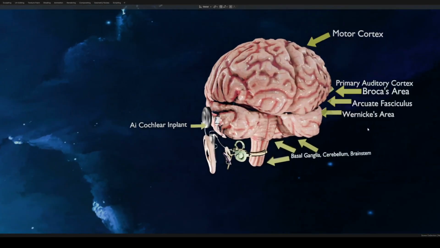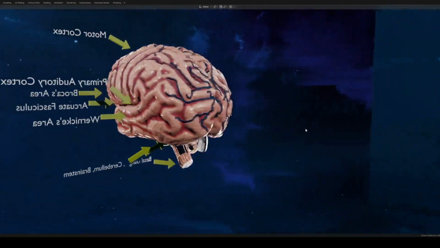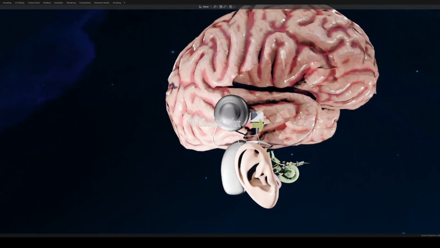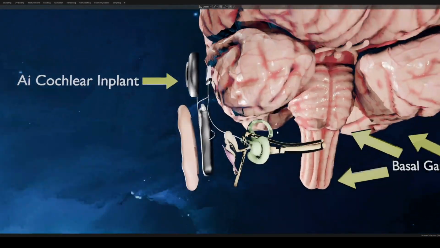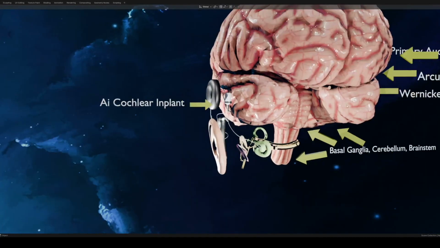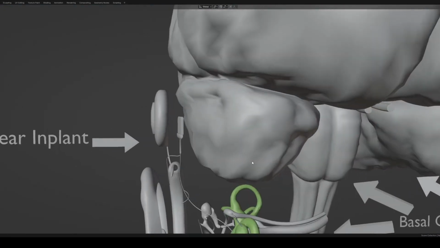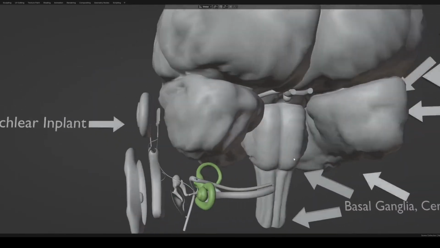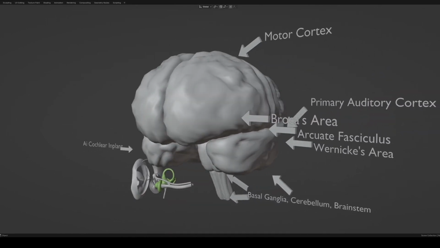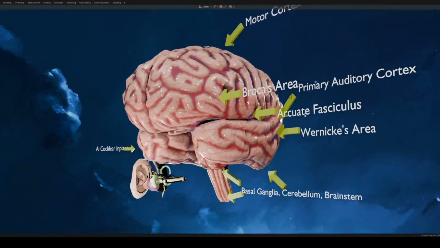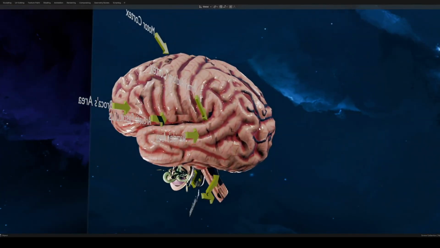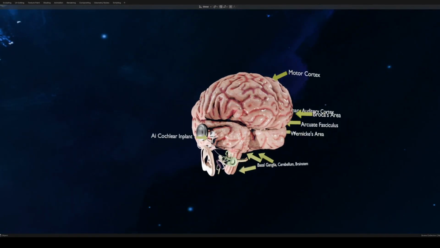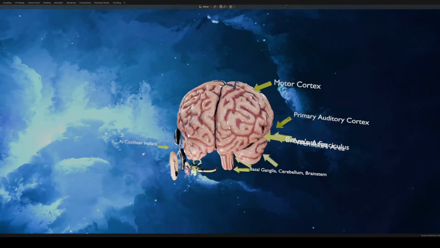In this model, we showcase our AI-assisted cochlear implant system. The device interfaces directly with the cochlea, transmitting auditory information through a network of cables to key regions of the brain. Signals travel to the brainstem, then to the primary auditory cortex for processing. From there, interconnected pathways involve the motor cortex, Broca's area, Wernicke's area, and the basal ganglia, supporting speech, comprehension, and motor control. The cerebellum further refines coordination. Together, the system enables seamless integration of sound into meaningful communication.